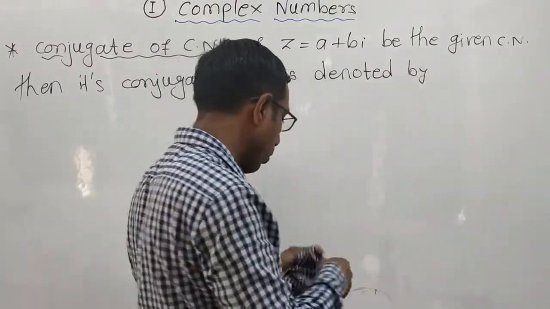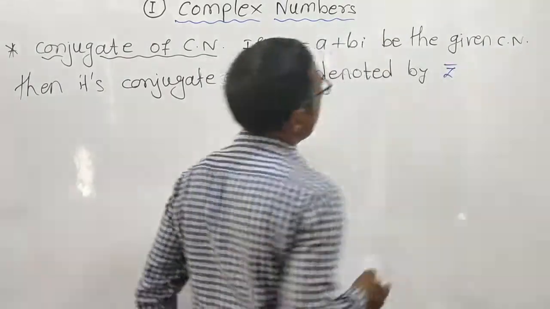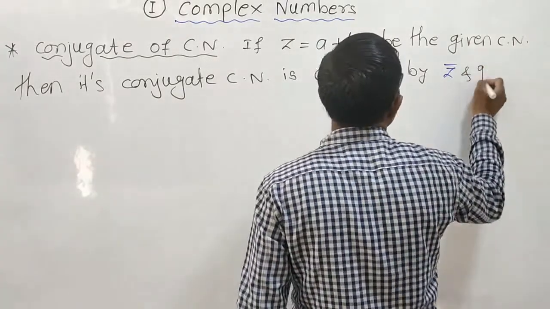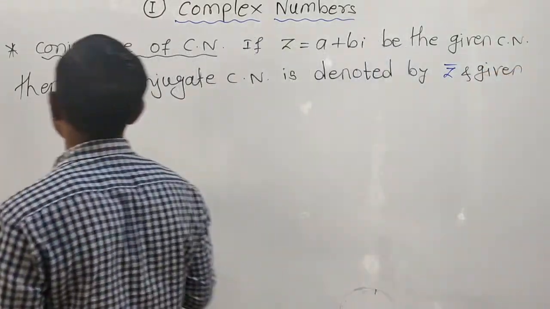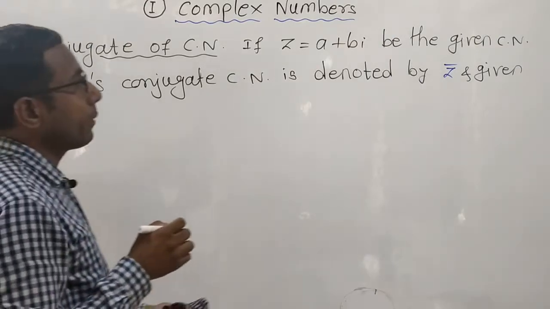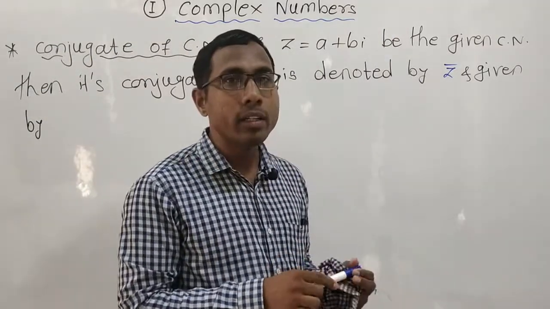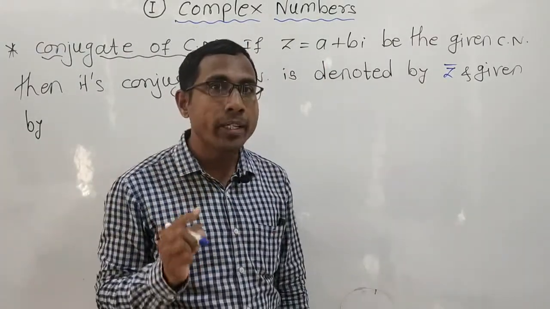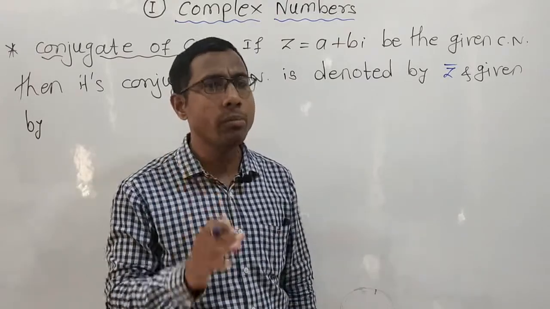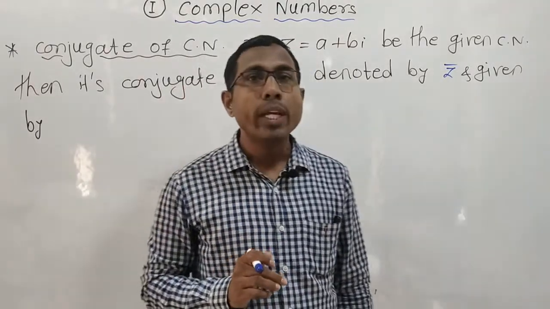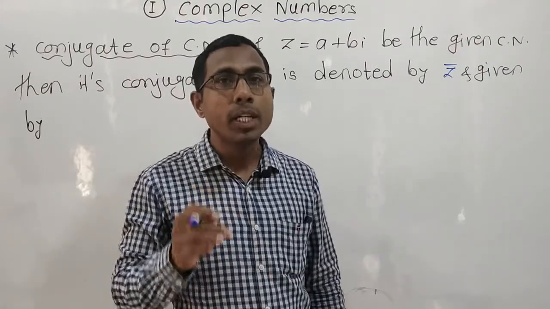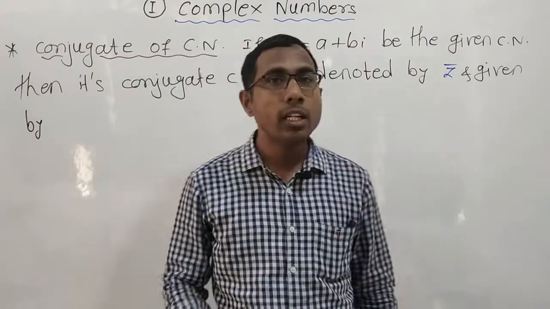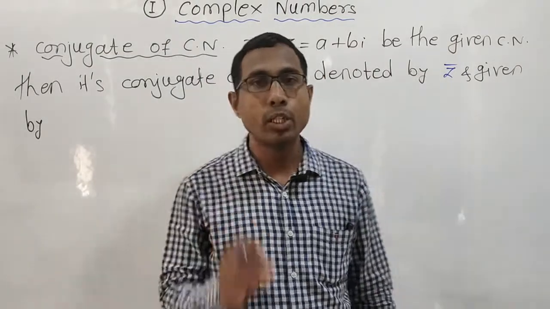denoted by z bar, and it is given by the following. The way to write the conjugate of the given complex number is simply to reverse the sign of its imaginary part. Just remember it. You can also note it down somewhere: simply reverse the sign of its imaginary part.